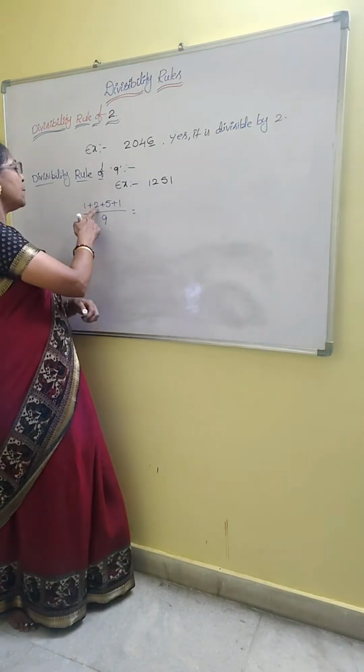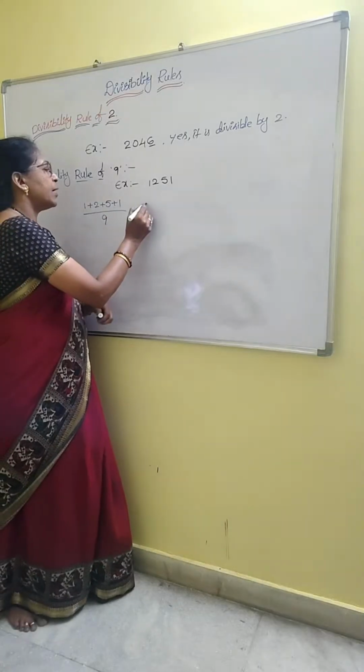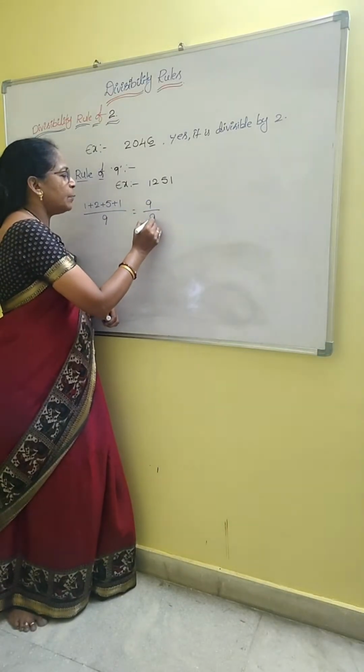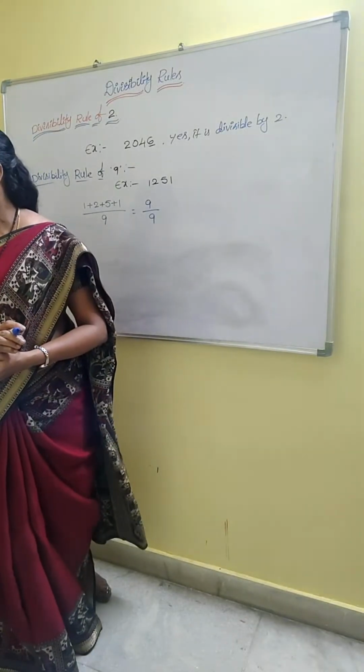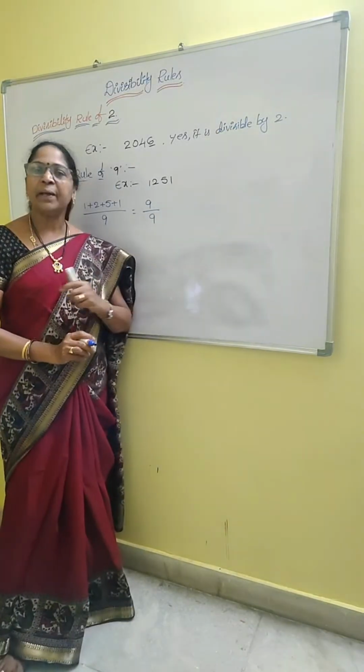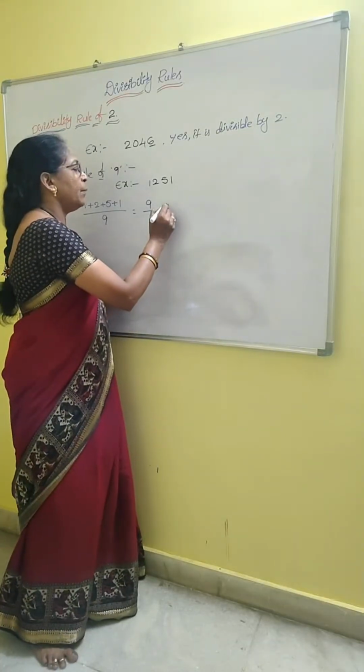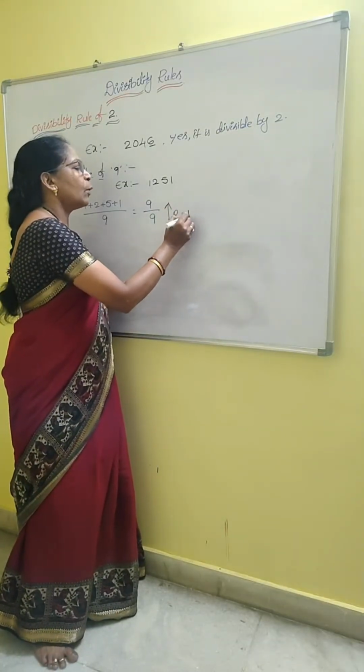That means 1 plus 2, 3, 3 plus 1, 4, 4 plus 5 equals 9, 9 divided by 9. You can write the answer in the comment section. Yes, 9 by 9, that means remainder equals 1.